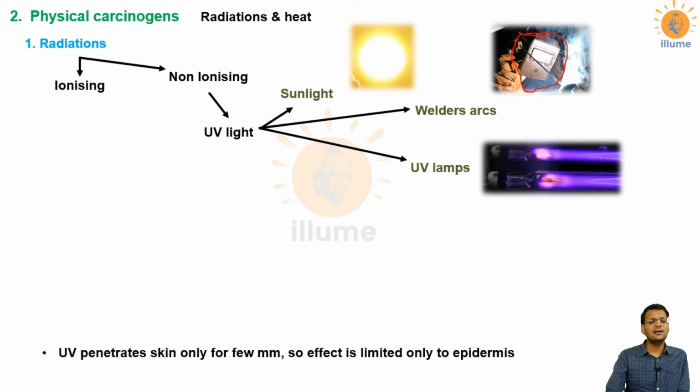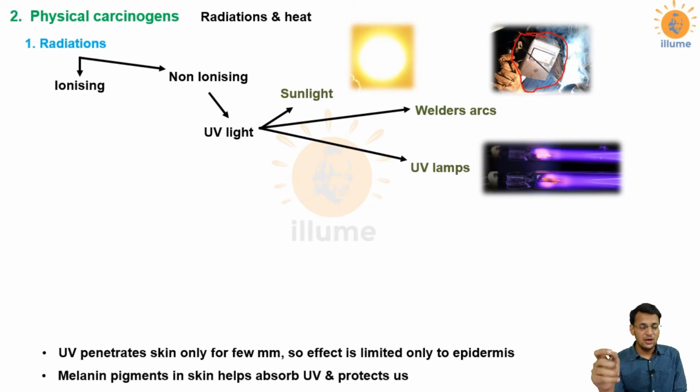Now, a good thing about UV light is that it can penetrate only up to a few millimeters, so it would affect only the epidermal part of the skin, and plus there is a pigment in our skin called melanin, which helps in the absorption of ultraviolet radiations, and that won't allow ultraviolet radiations to enter into your skin cells. So melanin pigments help us prevent cancers. So people who have albinism or fair skinned people, in whom the deposition of melanin is very less, are at higher risk of these cancers.